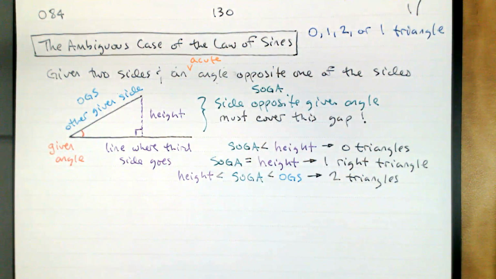And then we're back down to 1 triangle if the side opposite the given angle is greater than the other given side.